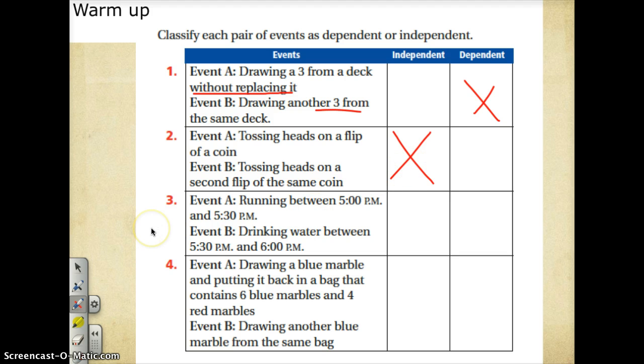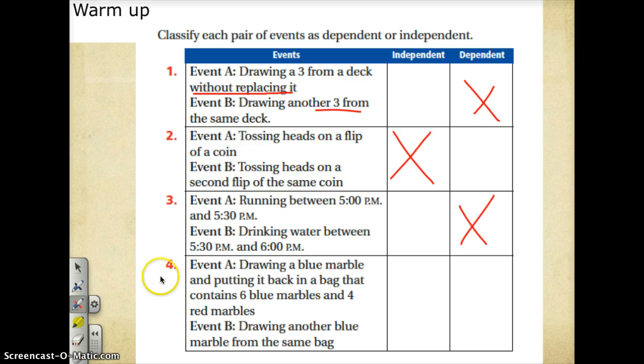Number 3, A, running between 5 p.m. and 5:30 p.m. B, drinking water between 5:30 p.m. and 6 p.m. You could argue this both ways, but I know personally this would be dependent for me because I would be more likely to be drinking water after I'm running.